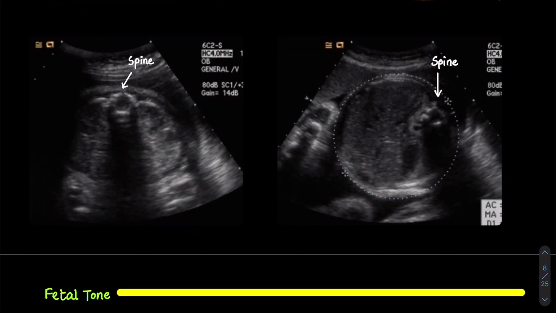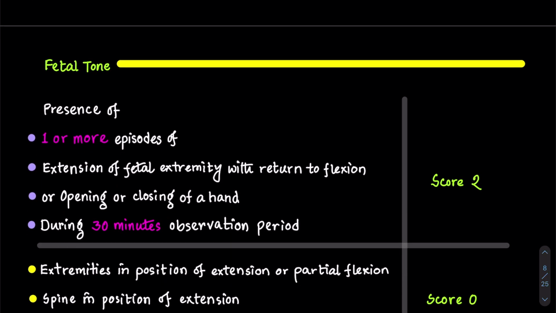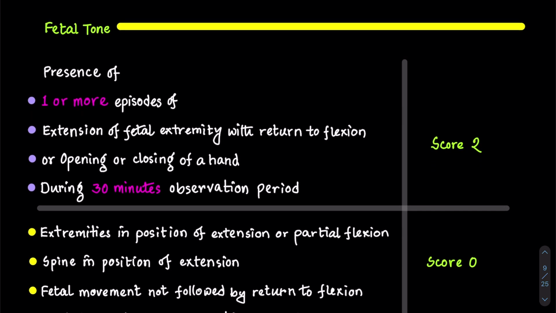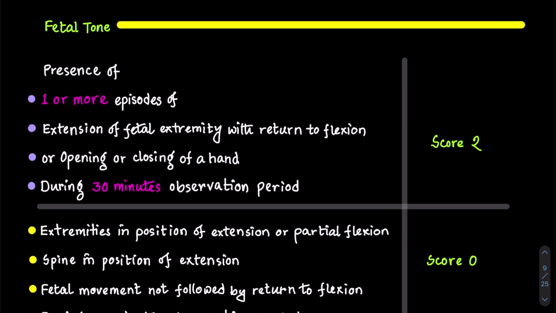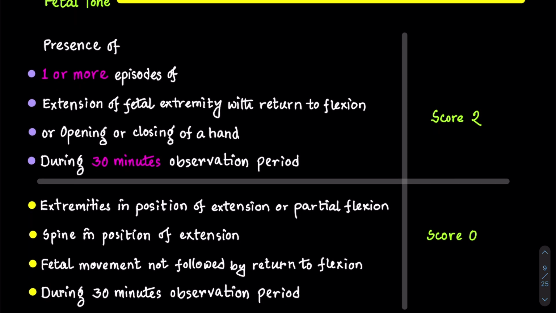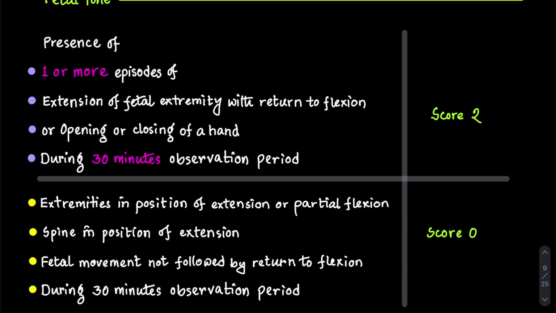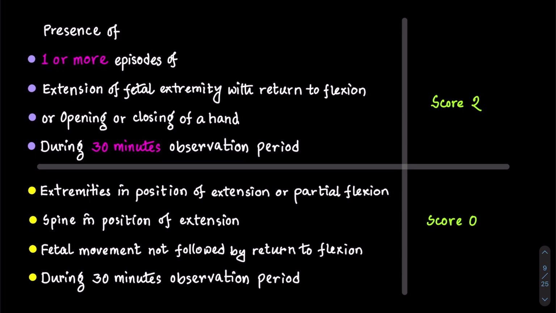Now come to fetal tone. Most common mistake we make on a biophysical profile report is giving the tone a 0 score with 2 for each other. We'll make some discussion about sequences later. To give a 2 score, in short, we have to see at least one tone during 30 minutes observation period. If we can't see that and fetal spine and extremities remain on extension state for that duration, we will give the fetus a 0 mark.